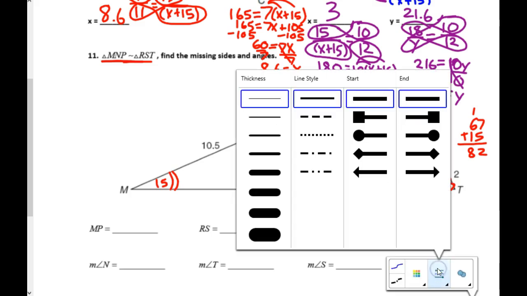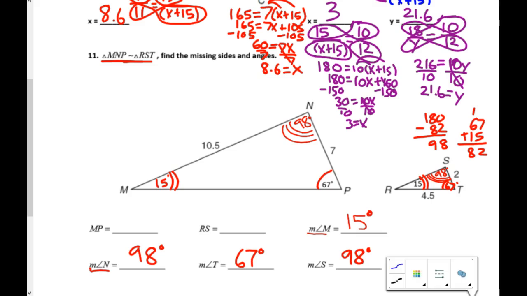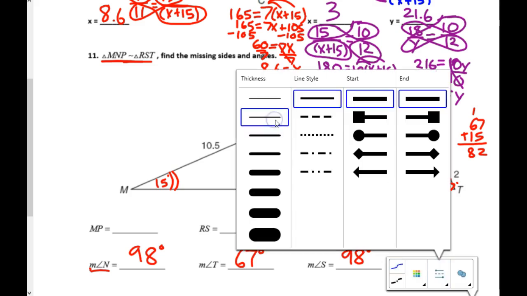Let me get this a little bigger. Okay. And so we should have degrees on all these because they are angles after all. Alright, the measure of angle N, 98 degrees, like that musical group. Angle T is 67 degrees. Angle S, 98 degrees. There's all our angles. Now, to find MP and RS, okay, I'm going to give these variables.